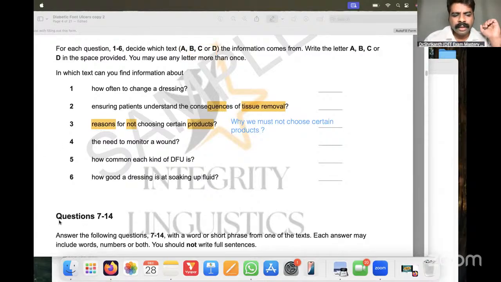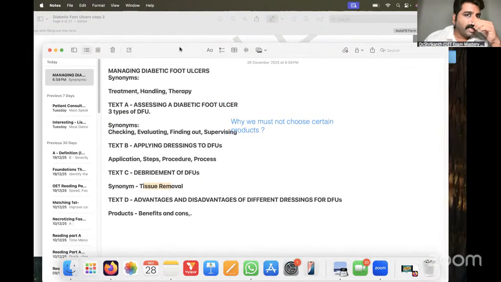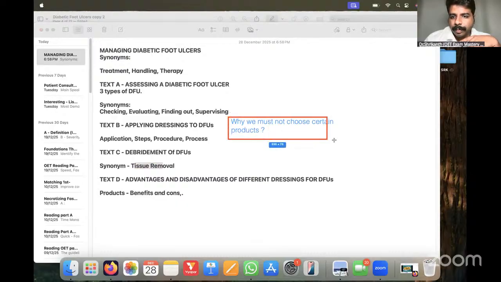For this, we have to once again come to the headings over here. What is my intuition telling me? This is what we have to find out: why we must not choose certain products, right? So what is text A over here? Text A is talking about assessment of a diabetic foot ulcer. It has nothing to do with products. So I'm going to say no, this is not the answer.